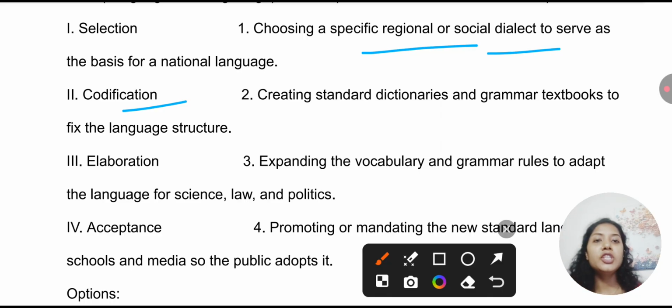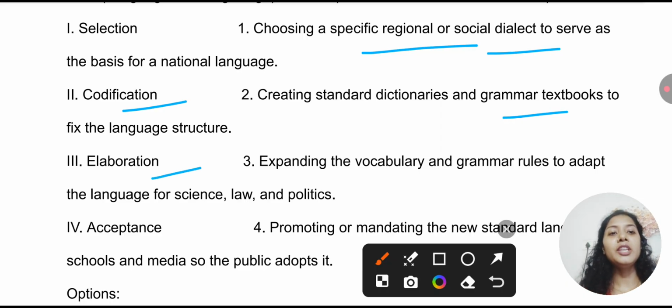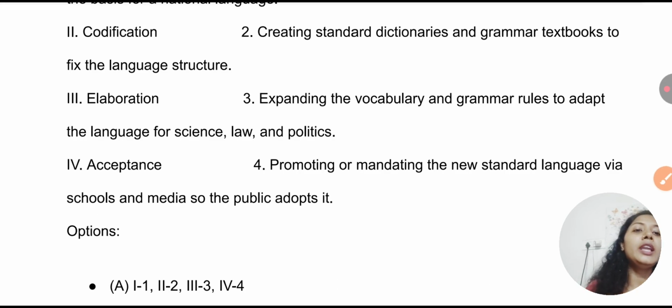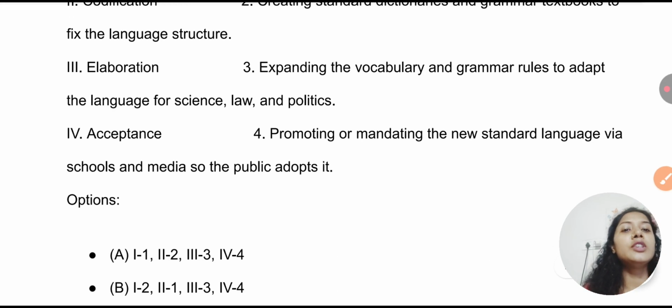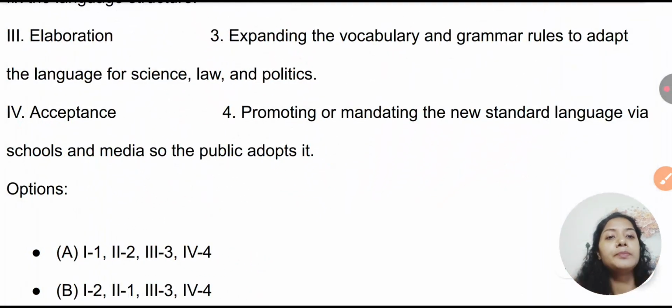So elaboration, codification: creating standard dictionaries and grammar textbooks to fix the language structures. Okay. Elaboration: expanding the vocabulary and grammar rules to adapt the language for science, law, and politics. And acceptance: promoting and mandating the new standard language through schools, media, and the public who adopt it. So this is the correct matching.